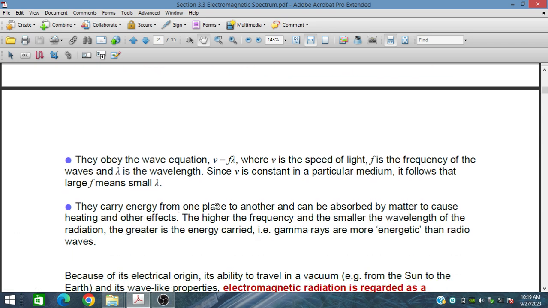They carry energy from one place to another and can be absorbed by matter to cause heating and other effects. The higher the frequency and smaller the wavelength of the radiation, the greater is the energy carried. Gamma radiations are more energetic than radio waves. So that's why gamma energy, because the frequency is so high, carries more energy as compared to the radio waves.